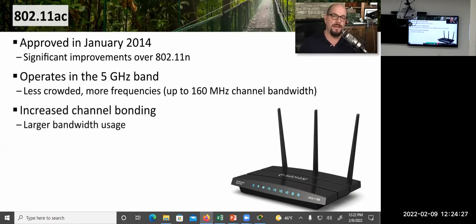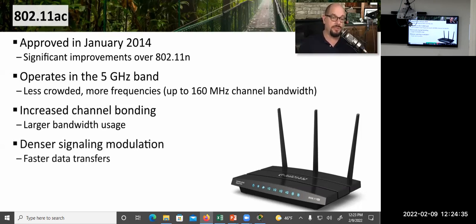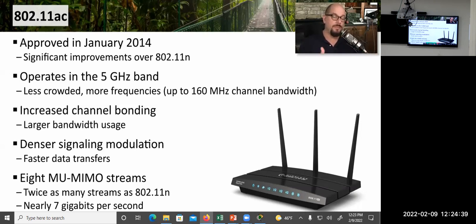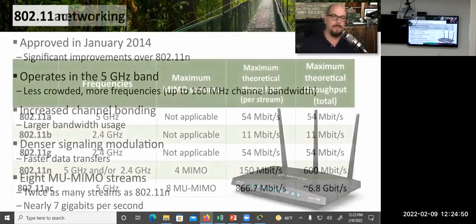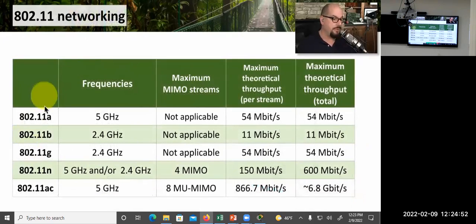This AC version of 802.11 can also bond together individual channels to effectively create larger channel bandwidths. There's also a denser signaling modulation, which means you can send data much faster. With 8 multi-user MIMO streams on 802.11ac, you can theoretically support almost 7 gigabits per second of throughput on this wireless network. Here's a summary of these 5 standards.